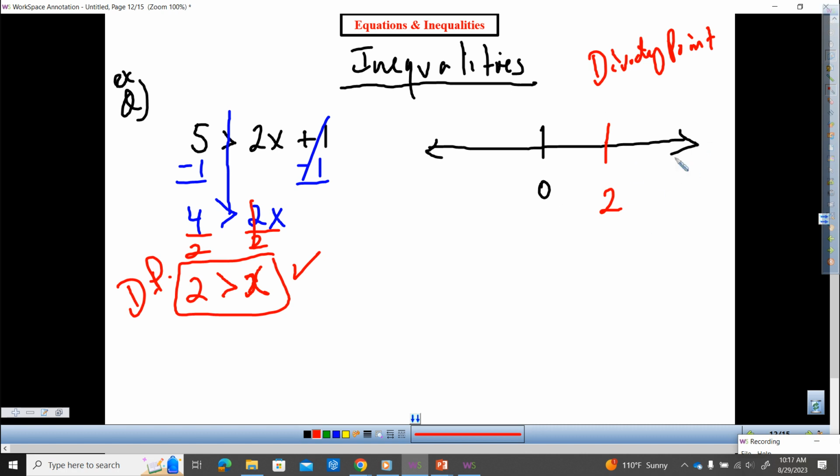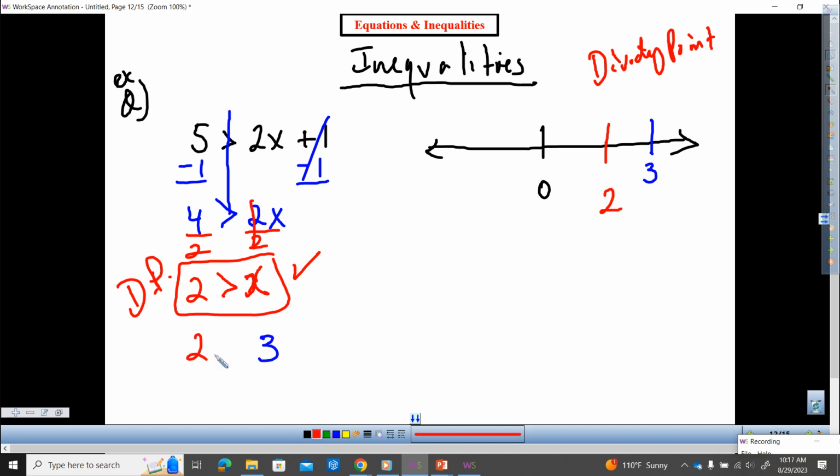Now, how can we know which direction to shade? You have to check. Now, some of you already have a shortcut in your noodle, you already know, but let me show you for sure how to check. Let's say I didn't know, and I'm like, you know what? I'm going to shade to the right. The next number after 2 should be what? 3. Okay, I'm going to check if that works. So instead of x, what do I write? 3. Let's see if it works.